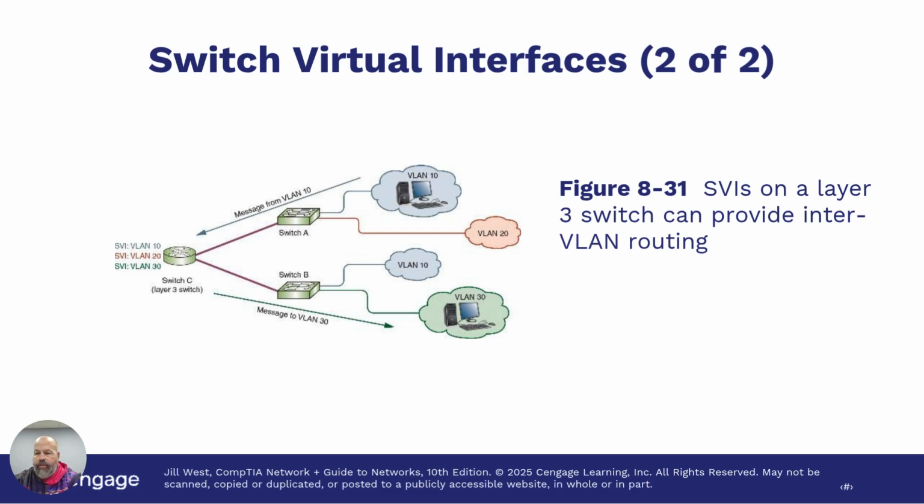So here's a diagram that shows a layer 3 switch with three SVIs, one for each VLAN. When a device in VLAN 10 needs to talk to a device in VLAN 20, the switch handles the routing internally through its SVIs instead of sending the traffic out on an external router. The message arrives at switch C, gets routed through the appropriate SVI, and continues to its destination VLAN, all without leaving the switch. It's like having an elevator inside your building instead of having to exit the building, walk around to the other entrance, and come back in.